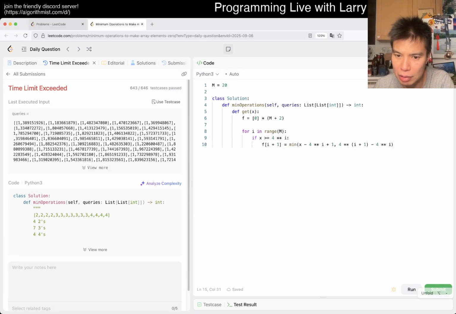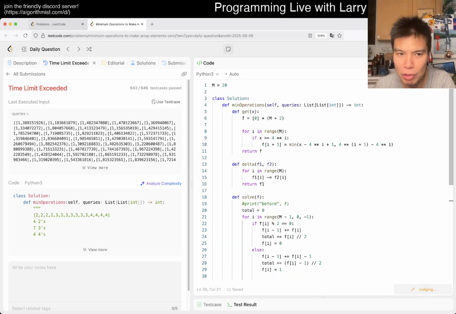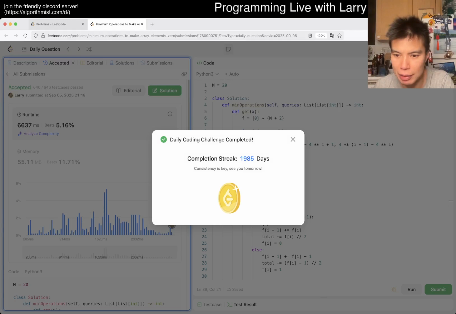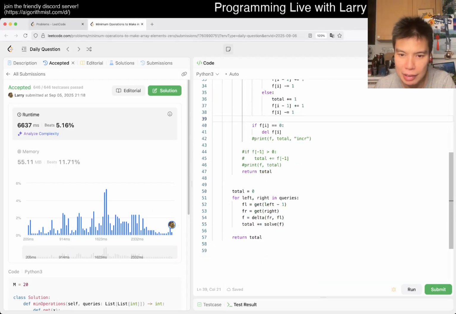Is there anything I can do? I mean, this thing is a little bit messy looking, but anyway, let's YOLO submit a little bit. We'll see how much progress we make, and if it's still too slow, then we'll just optimize it. But it looks like it is fast enough, and here we go, 1985 day streak.